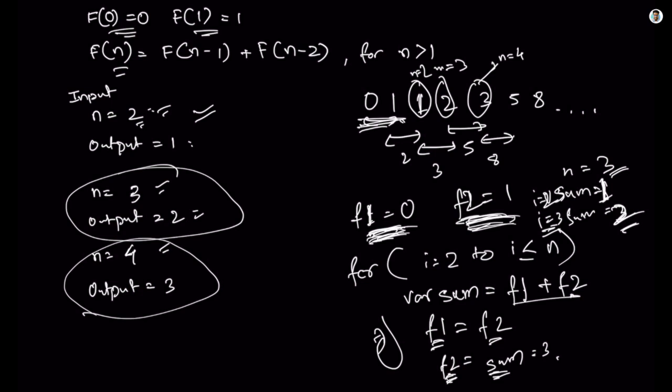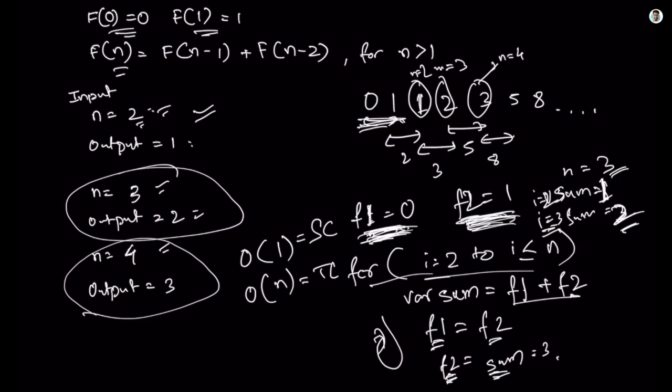This is the most optimized version of the Fibonacci series because the space complexity over here is O(1). We are just keeping two variables, f1 and f2. So the space complexity is O(1) and the time complexity is O(n), because we are doing an iterative method with a for loop.